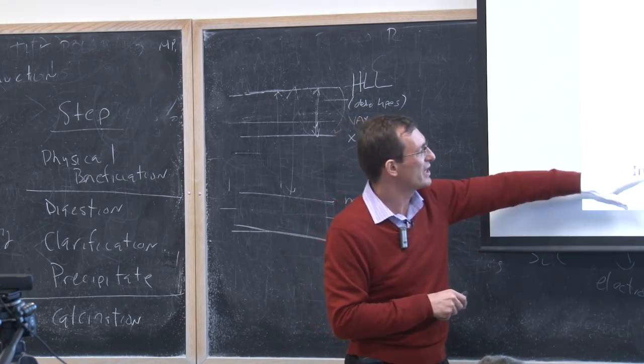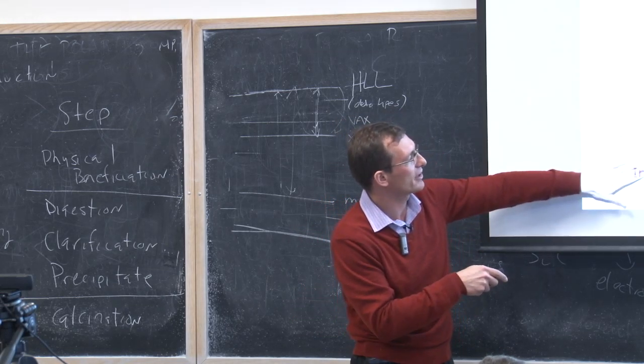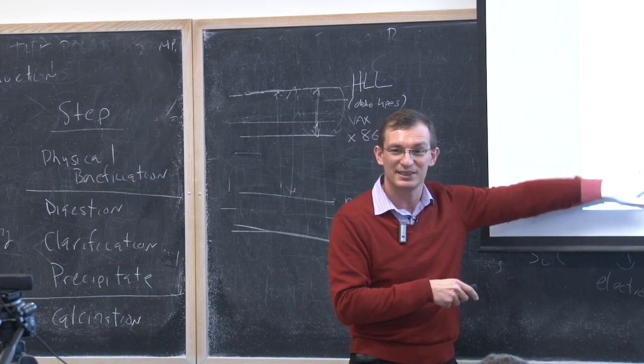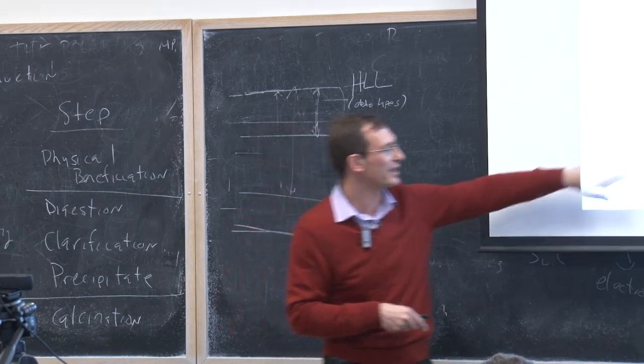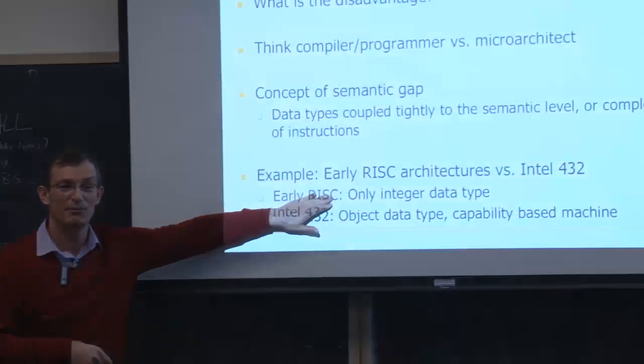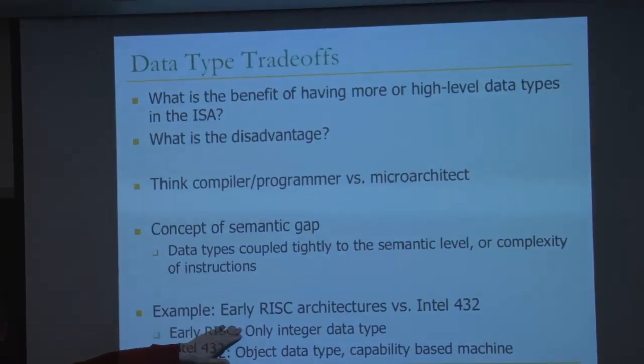OK. Intel 432. So early RISC, I already said that. Only the integer data type was there. And then floating point was added. And then other things. Early RISC didn't have multiply instructions. We'll get back to that.